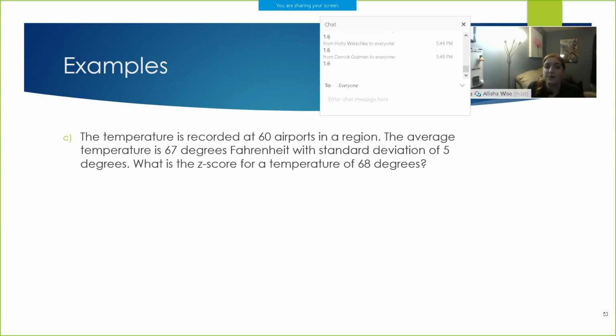We have another example because why not? So this time we're looking at temperature, and we're looking at how the temperature is compared to other places. So the temperature is recorded at 60 airports in a region. The average temperature is 67 degrees Fahrenheit with standard deviation of 5 degrees. What is a z-score for a temperature of 68 degrees?